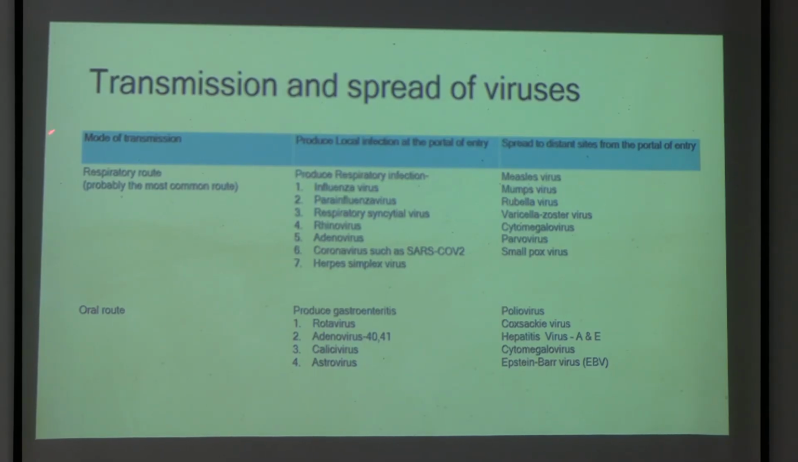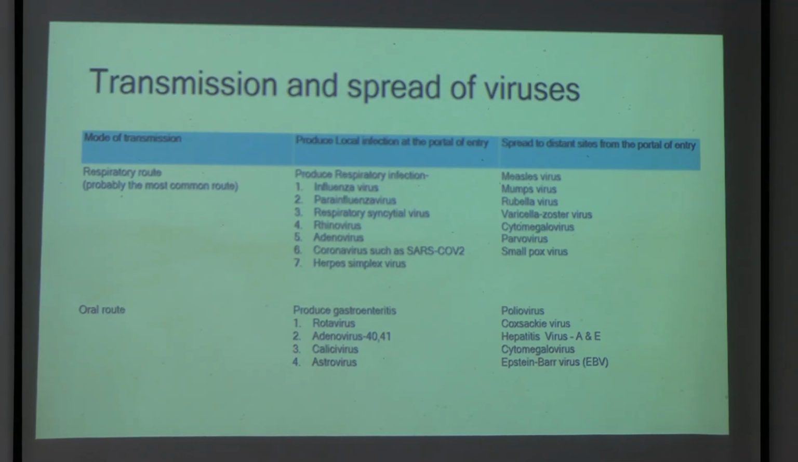So in the respiratory route, what will influenza viruses produce? Anyone? Influenza virus? Respiratory symptoms. These viruses will produce local infection at the site of portal entry. Clear? But some of these viruses will spread to distant sites from the portal of entry. So their route of transmission is respiratory, but they will manifest somewhere else in the distant sites.